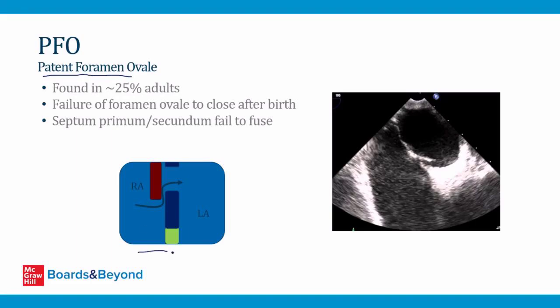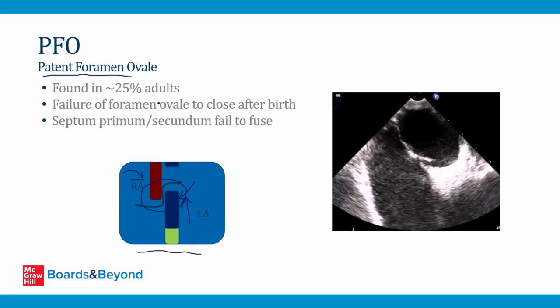If you look at my little cartoon on the screen here, what happens at the time of birth is the left atrial pressure rises significantly. And I'll talk about why this happens in just a minute. But when that occurs, it pushes this blue septum primum into the red septum secundum, and the two structures fuse together, and there's no longer a foramen ovale.